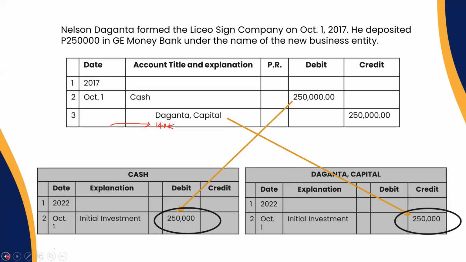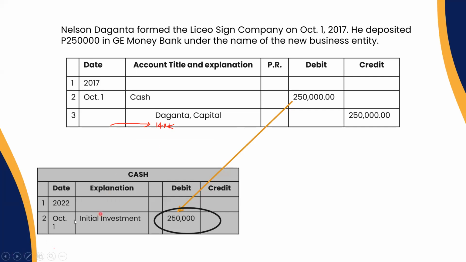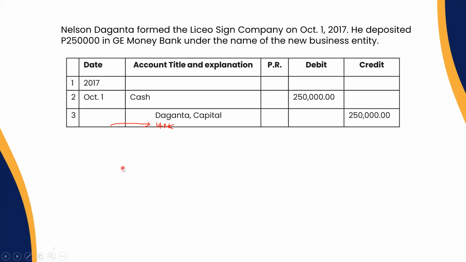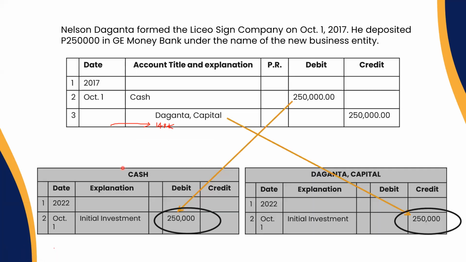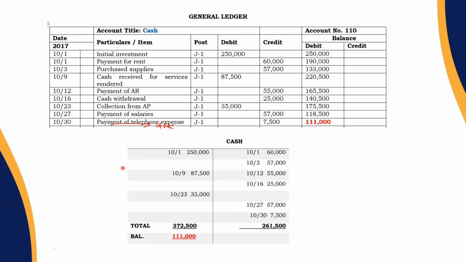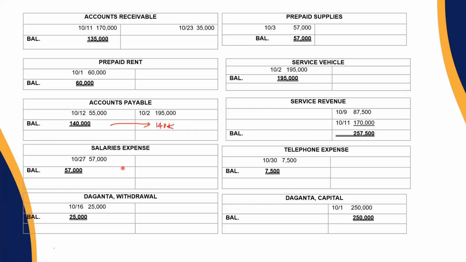Ibig sabihin, you summarized. From here, like ganito. Sabi ko nina, book of cash, ilagay mo siya sa cash. Transactions involving capital, ilagay mo siya sa capital. Kumbaga, i-summarize mo lang. That's step 3. Okay? This is the general ledger. And then, ito. Summarize na siya.